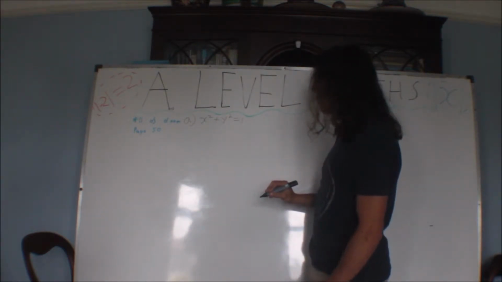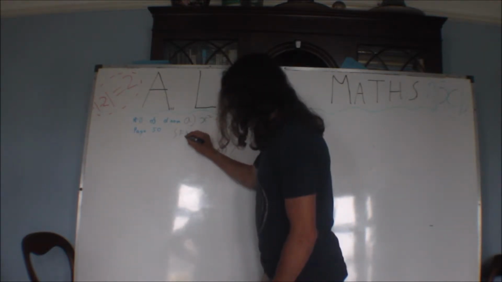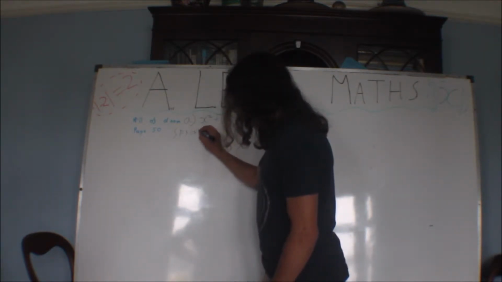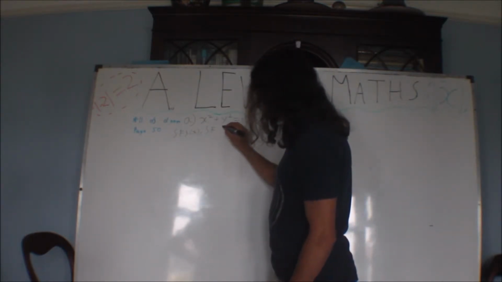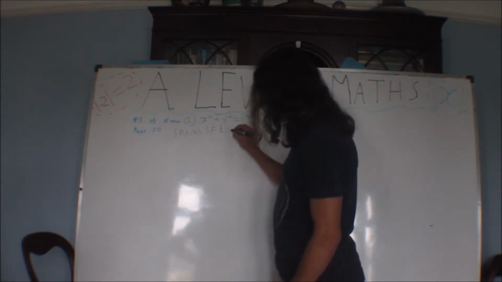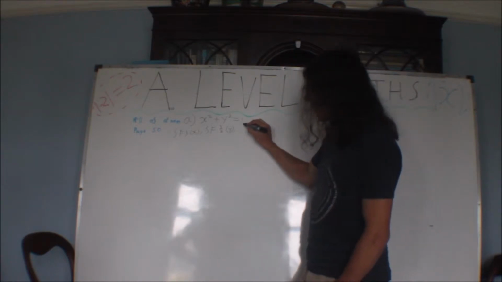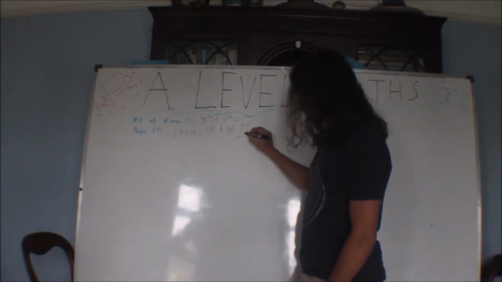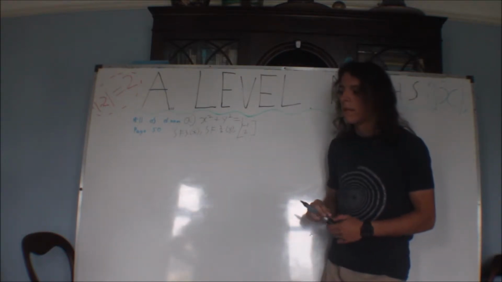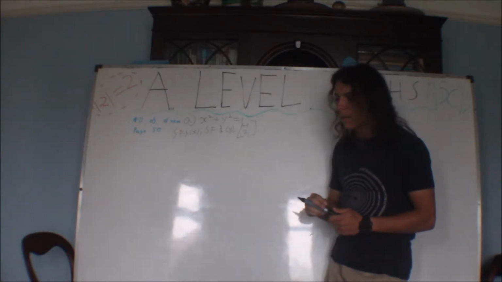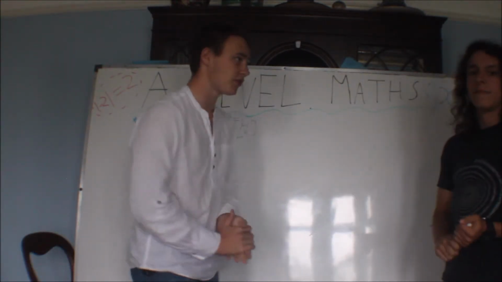It says it is transformed by a stretch of scale factor 3 in the x direction, followed by a stretch of factor 1.5 or 3/2 in the y direction, followed by a translation of (-1, 2). And then it says show that the equation of the transformed graph is x squared plus 4y squared plus 2x minus 16y plus 8 equals 0. Okay, we're going to write that down because that's what we're going to get to, because we're boss at maths.